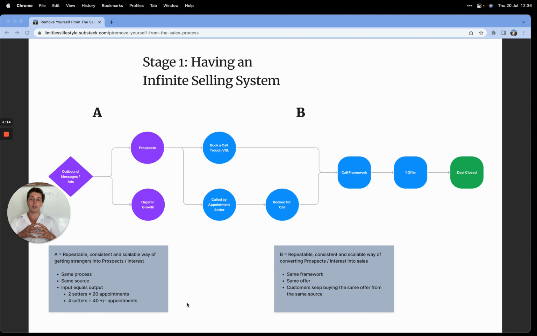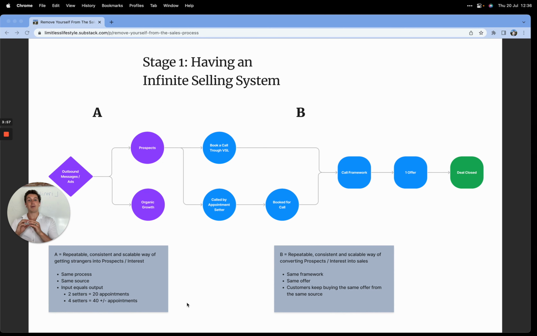And the last thing that's very important is that the input is the same as the output. So that means that if you are, for example, using outbound marketing, and you have 2 setters that are generating 20 appointments per month, now you double the amount of setters. So having 4 appointment setters, big chance that you're going to generate 40 appointments a month. Should be pretty low, but just an example. So the input equals the output. So it's infinite. You can pull down a lever and poof, you have more appointments. So that's A.